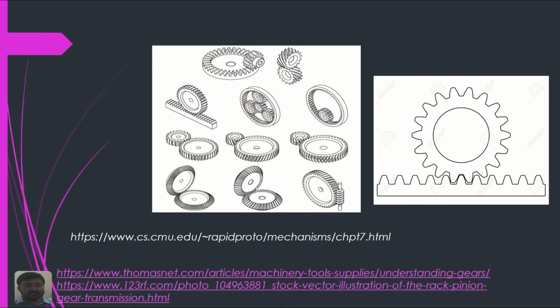Before moving into the gear design or gear explanations, we first look at the types of gear. The first one is the spur gear, the second is the helical gear, the third is the bevel gear, and the fourth is the worm and worm wheel. The first one is the spur gear. You can see that rack and pinion is another spur gear.